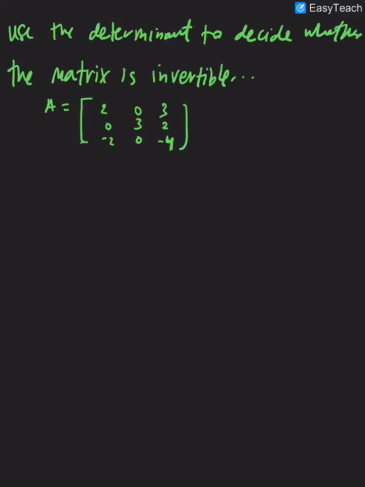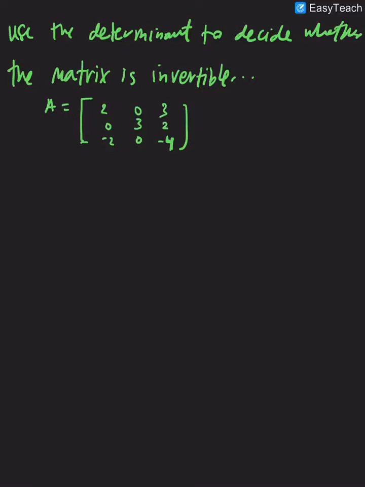Alright, so moving on, we need to use the determinant to decide whether the matrix is invertible. Okay? No problem, we could do that. So given this matrix A, we will find the determinant of A, which is... actually I'm getting ahead of myself. So in order for something to be invertible, remember that the determinant of A cannot equal 0, and that would prove that A is invertible.